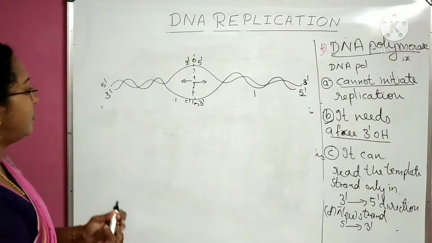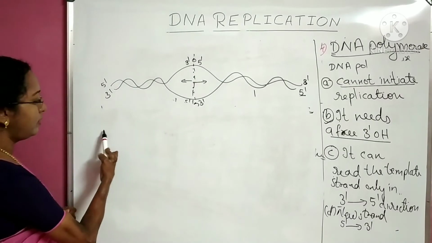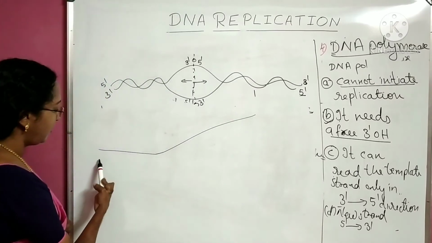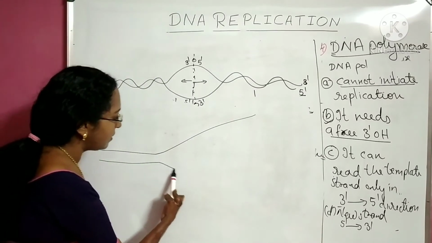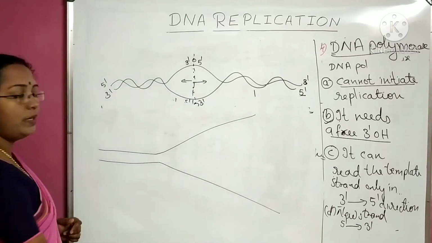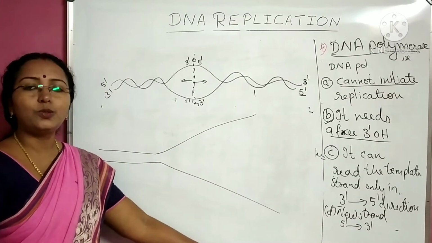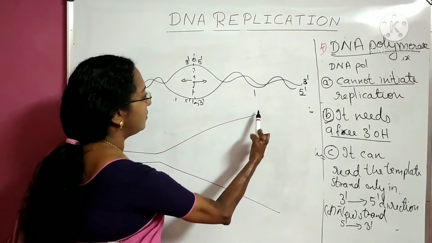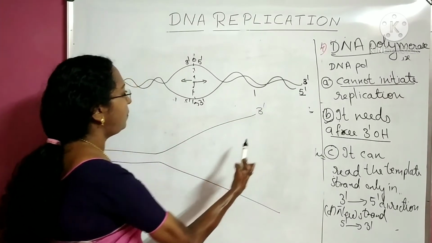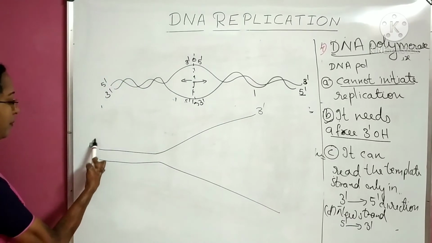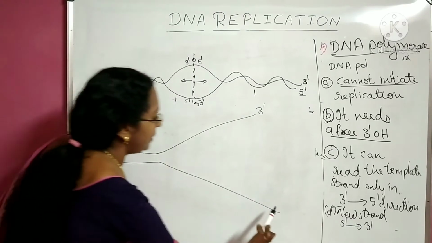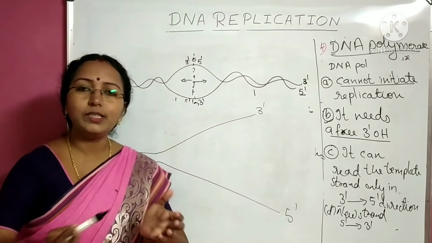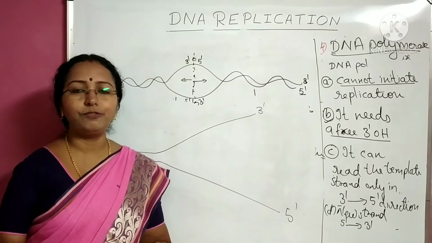See here, instead of a structure like this, I am drawing it like this. This is the closed end and these are the two open ends. And DNA polymerase. So this is the 3' end, so this becomes the 5' end. Here this is the 3' end and this is the 5' end. So what I have drawn is a replication fork.